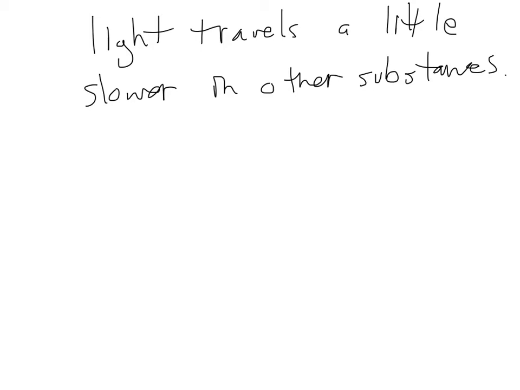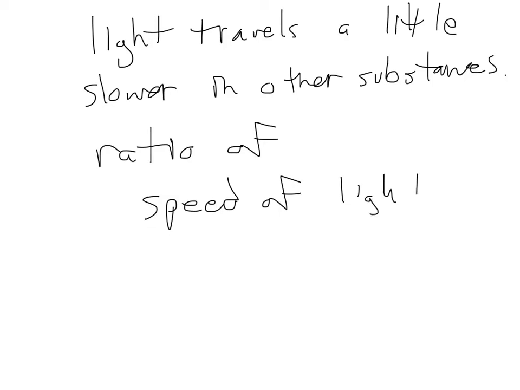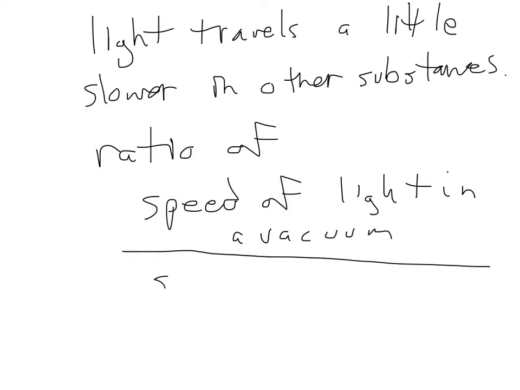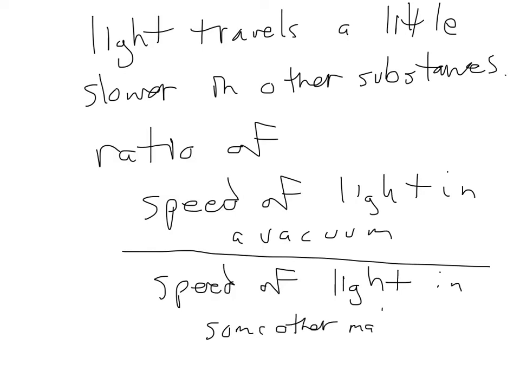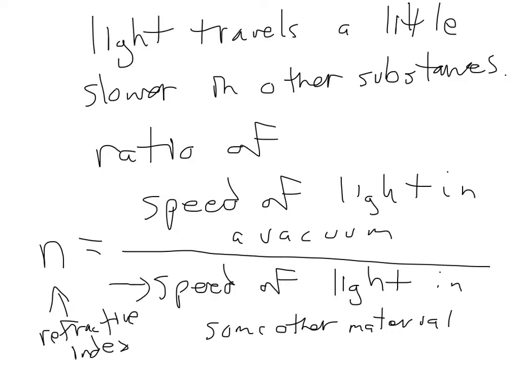So the ratio of the speed of light in a vacuum to the speed of light in some other medium or some other material is given the symbol n, little n, and that's called the refractive index of the material here in the denominator. So n is always going to be greater than or equal to 1.